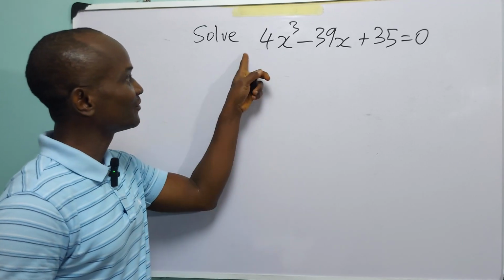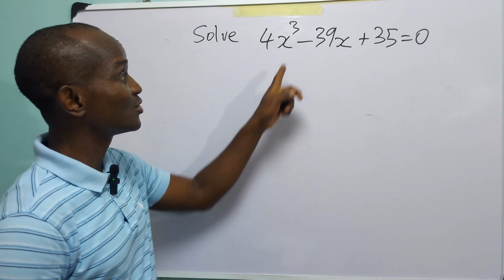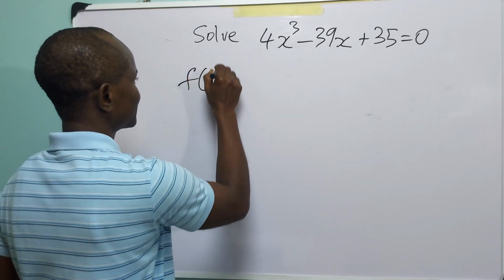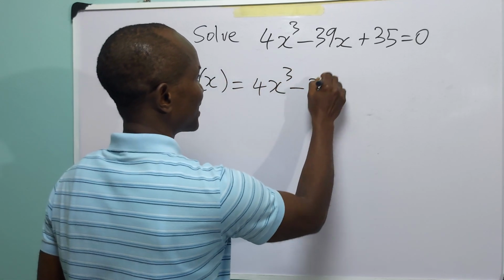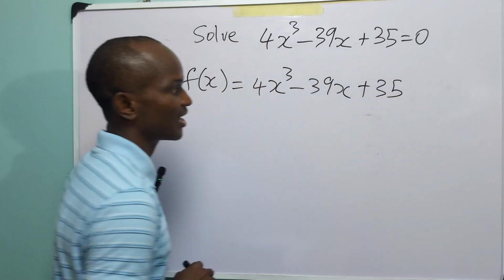The question is to solve the cubic equation on the board. Without wasting time, let us look for factors for this expression. So we have that f of x is equal to 4x cubed minus 39x plus 35.